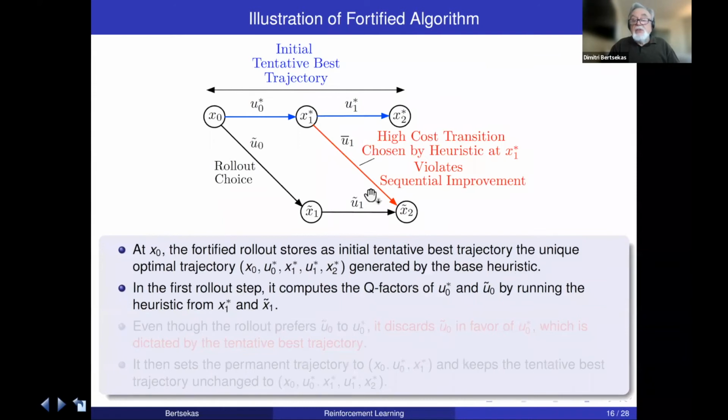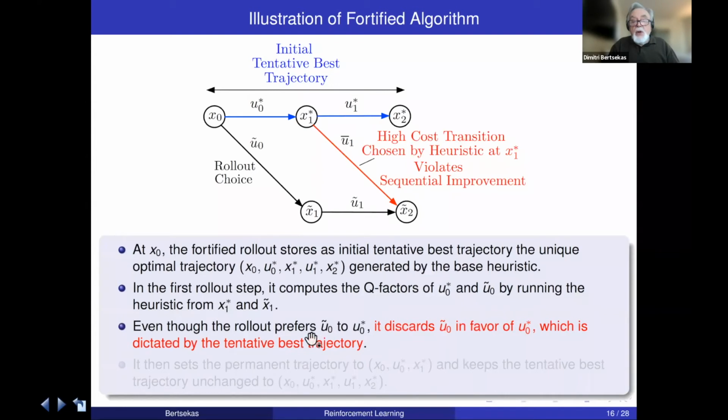The optimal trajectory is generated by the base heuristic at the initial state. In the first rollout step, we compute the Q factors of u0 star and u tilde 0 by running the heuristic from x1 star and from x1 tilde. And even though the rollout prefers u tilde 0 to u0 star because of this high cost transition, it discards u0 tilde in favor of u0 star, which is dictated by the tentative best trajectory. So this fortification has fixed the problem for us in this particular case.